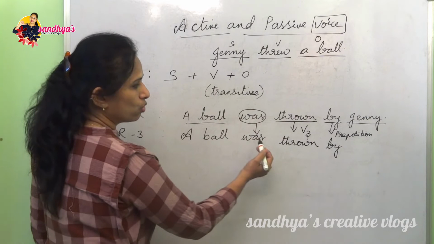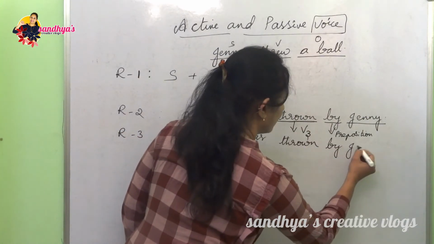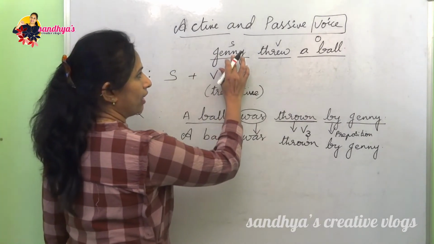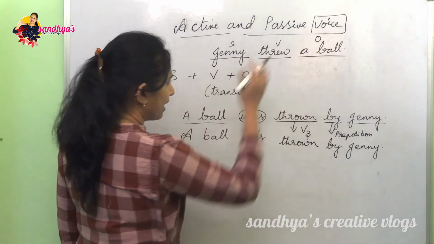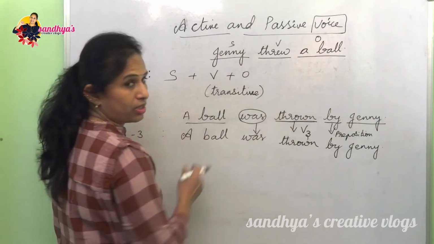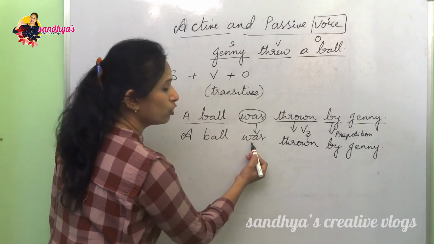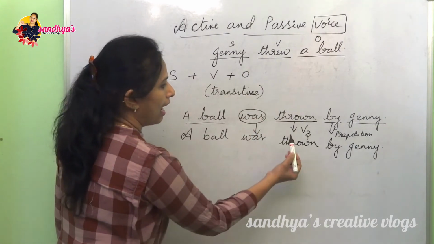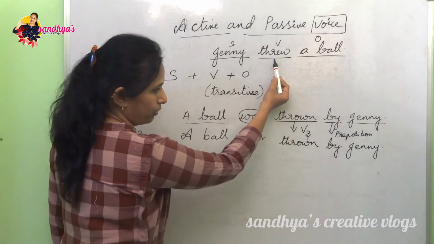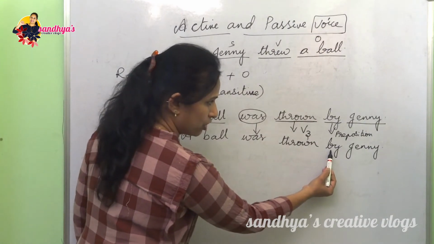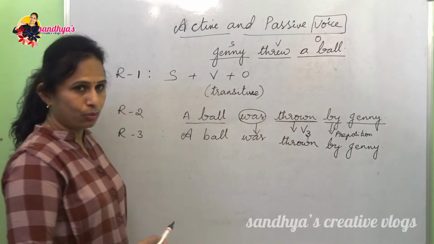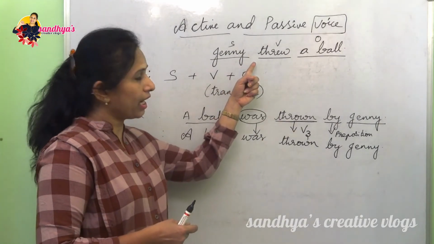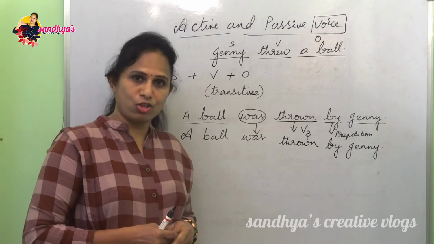But here the suitable one is by. A ball was thrown by Jenny. So these are the rules to be followed. First, identify the subject, verb and the object. Next, you interchange the places of the subject and the object. Then add a suitable auxiliary verb based upon the tense of the verb given over here. And then take the V3 form of the verb and use a suitable preposition and place it with the object over there. With this, we have learned the rules of how to change a sentence from active voice to passive voice.